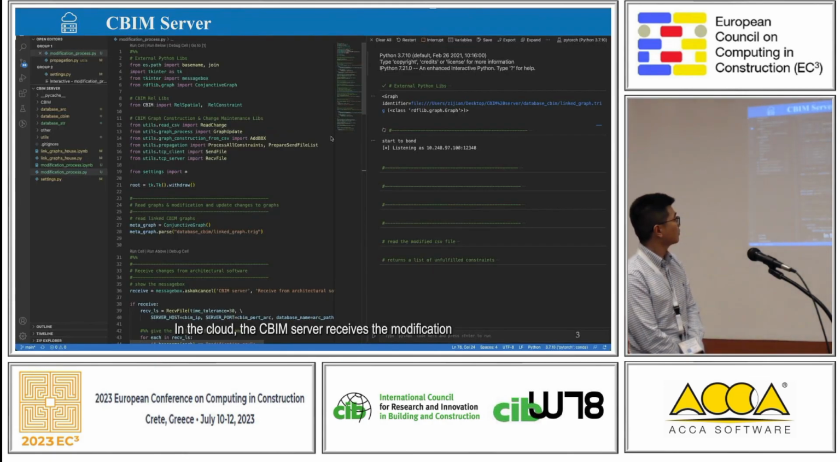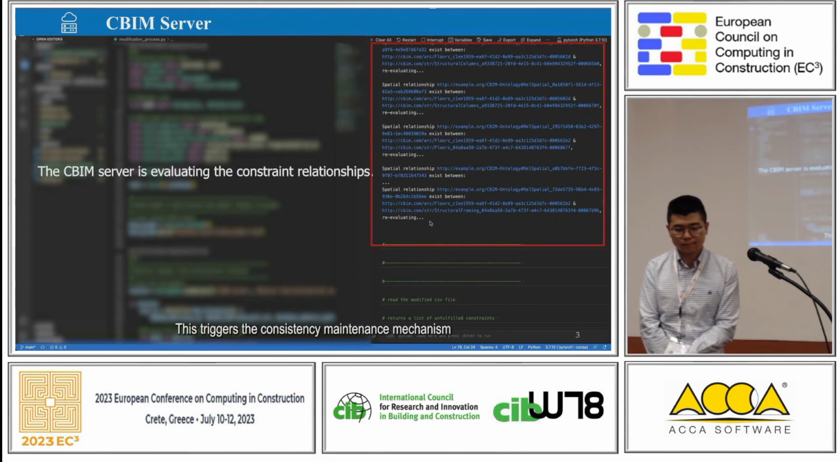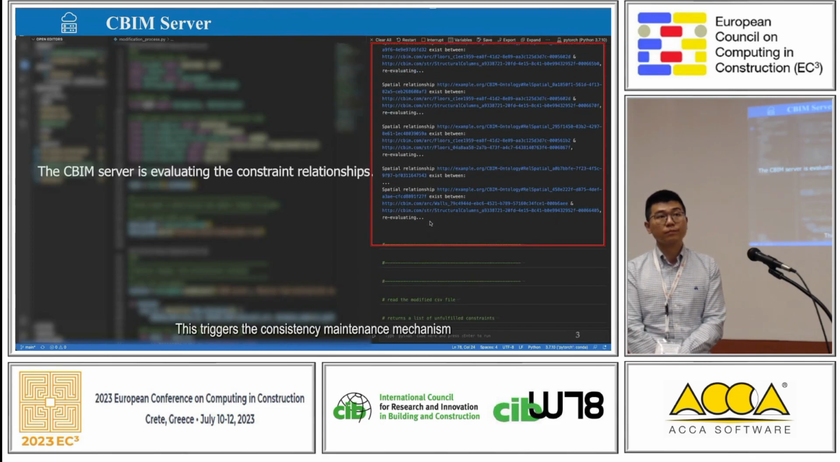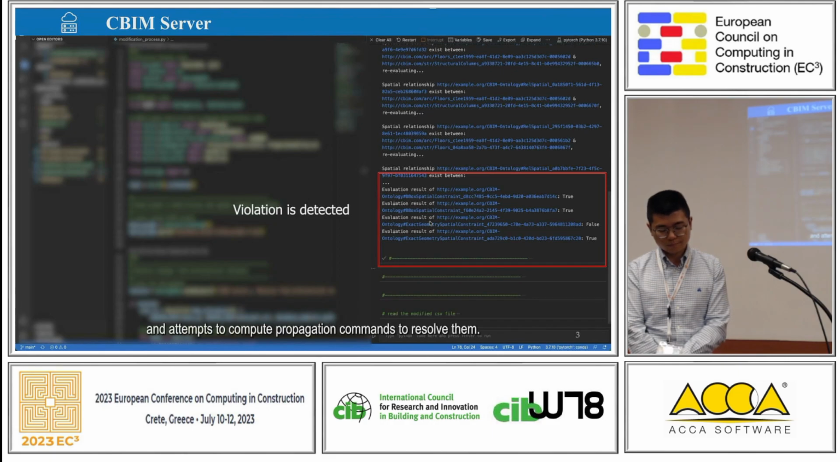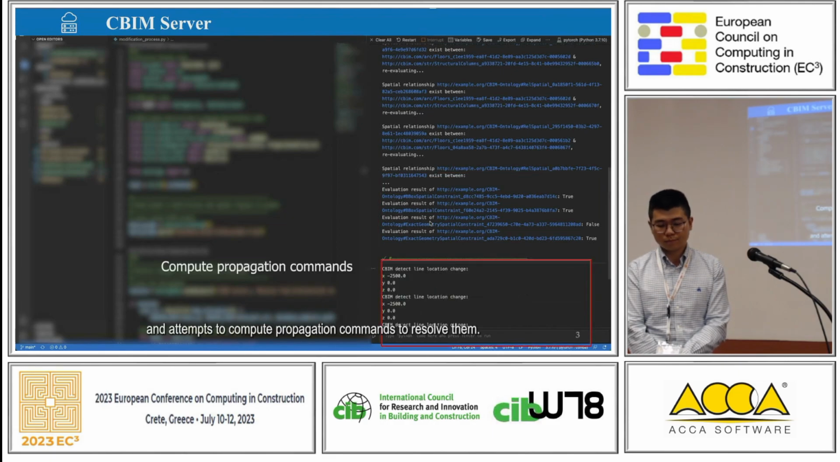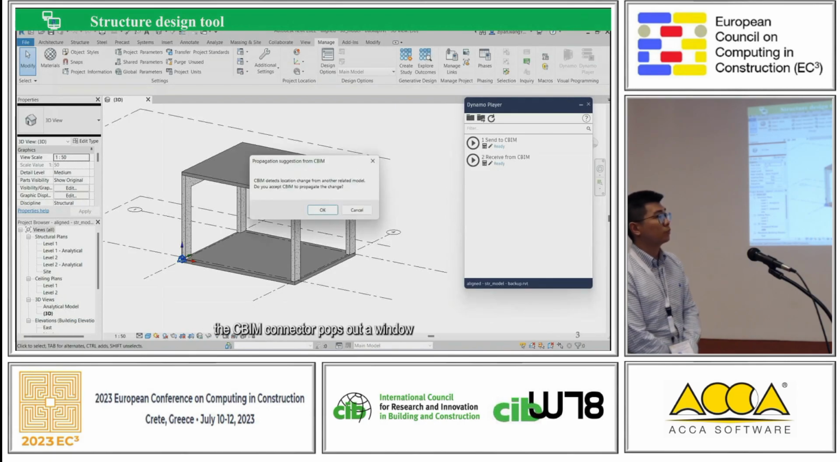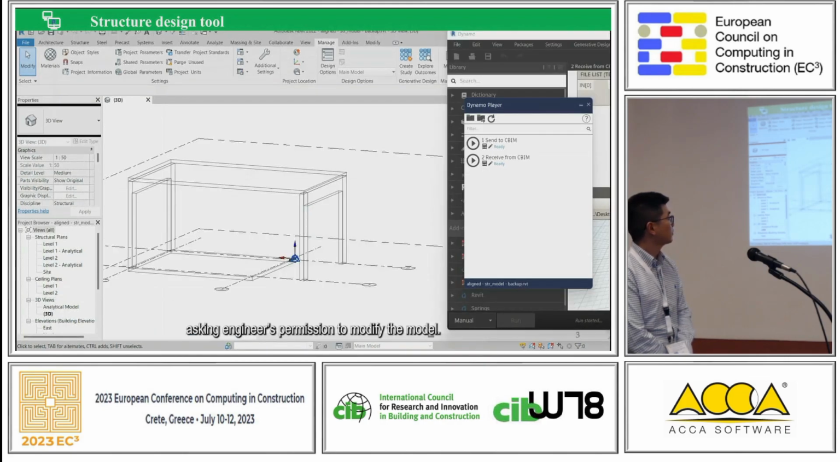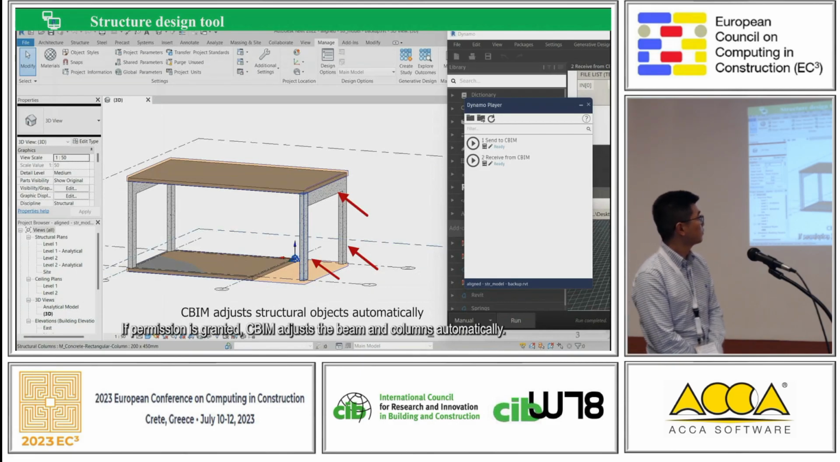In the cloud, the CBIM server receives the modification from the architecture software. This triggers the consistent maintenance mechanism to evaluate constraint relationships. The server detects violated constraints and attempts to compute propagation commands to resolve them. Consequently, within the structure software, the CBIM connector pops out a window, asking engineers permission to modify the model. If permission is granted, CBIM adjusts the beam and the columns automatically.